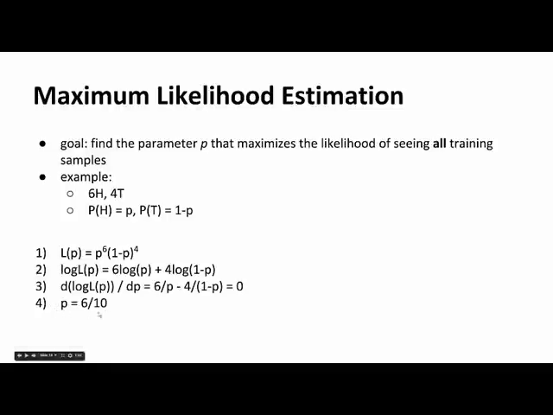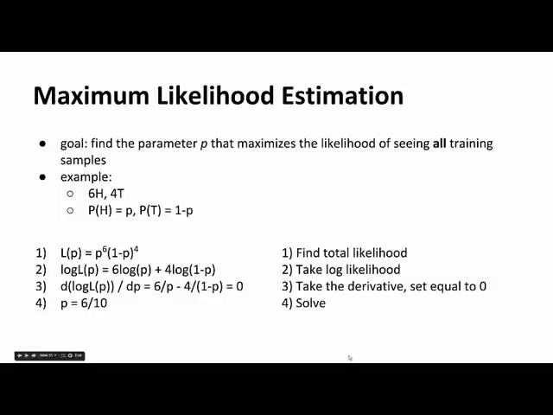Right? So this is going to be our maximum likelihood estimation. It's pretty straightforward, but again, these are the steps for you. Step 1, find the total likelihood of the sample. Step 2, take the log likelihood. Step 3, take the derivative and set it equal to 0 because we're maximizing. And then step 4 is going to be to solve.